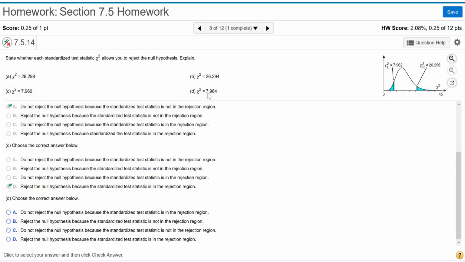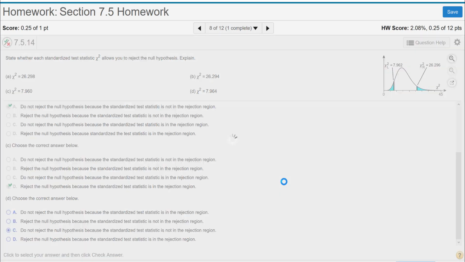And last one, 7.964. Think of the number line, right? Think of a number line in decimals here. So 7.962 and 7.964. Now it's actually on the right-hand side of that line. So therefore, we do not reject the null hypothesis because it is not in the rejection region. Check our answer. We are good.